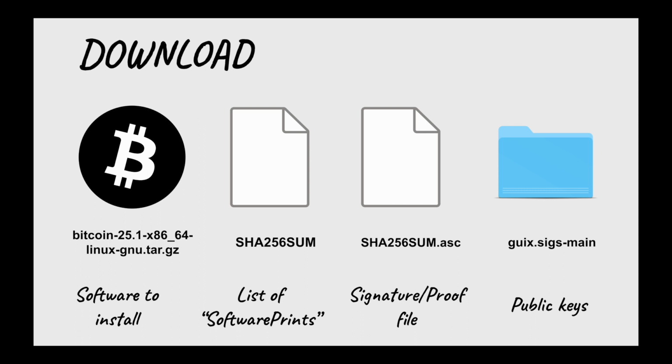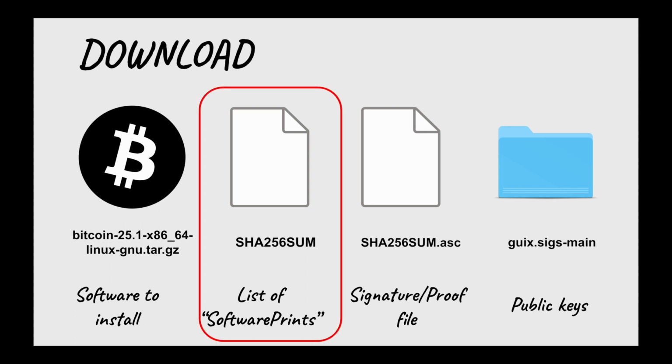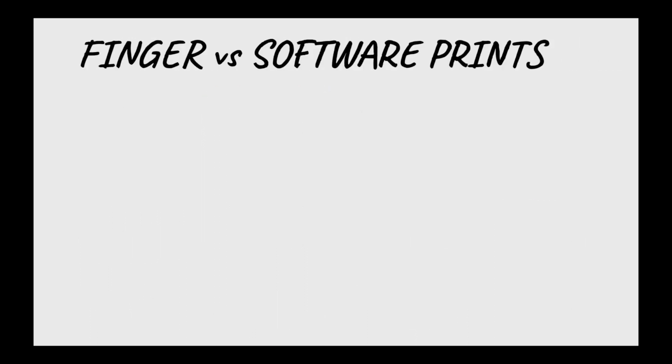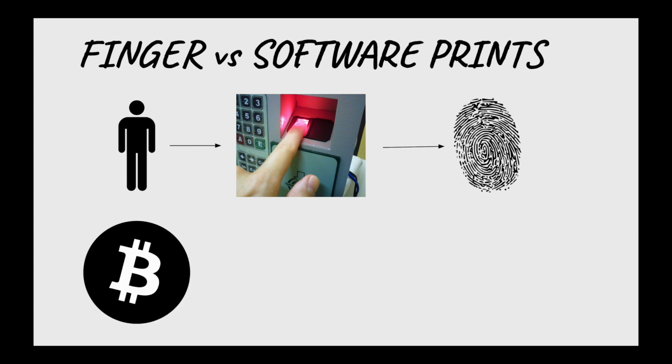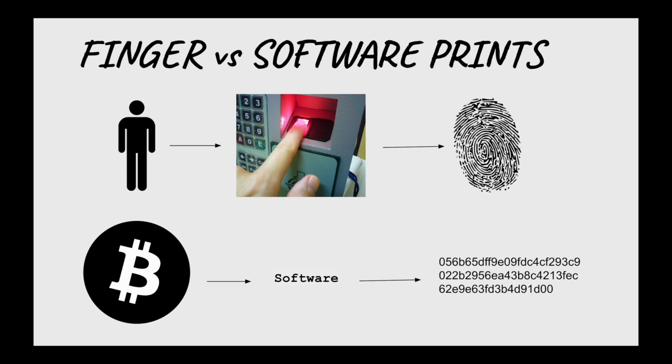Great, so let's start with answering what software prints are. For any person it's possible to scan his fingers. And what we get out of it are the fingerprints, right? Well, this can also be done for any software. The difference is that first, we don't use a physical scanner, but rather another program. And second, we don't get an image, but a sequence of characters and numbers, which we can call software prints.